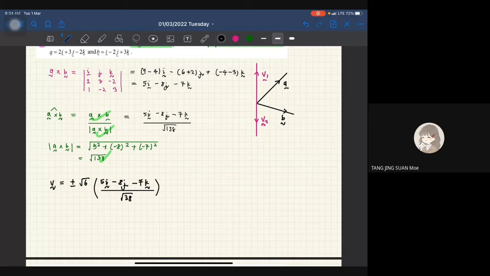6 divide square root 138. Tak boleh. Macam tak boleh. Okay, so tak boleh simplify. So ini sajalah jawapan akhir kita. Settle.